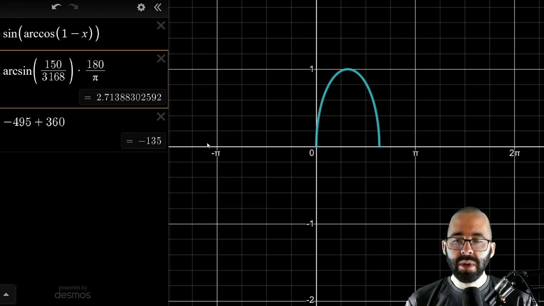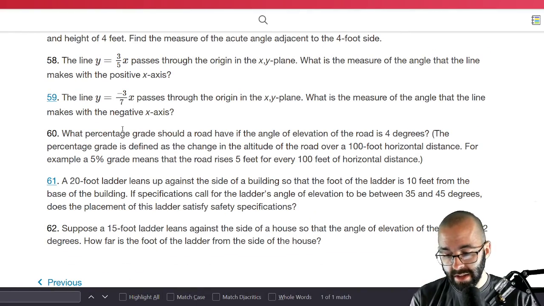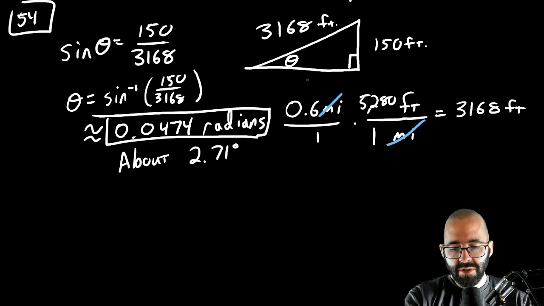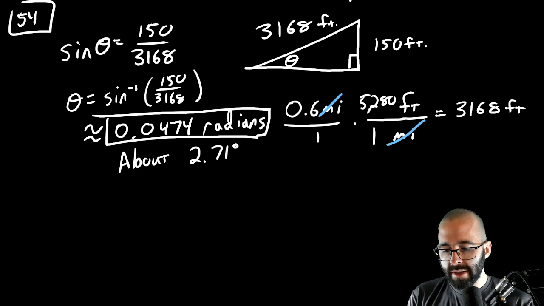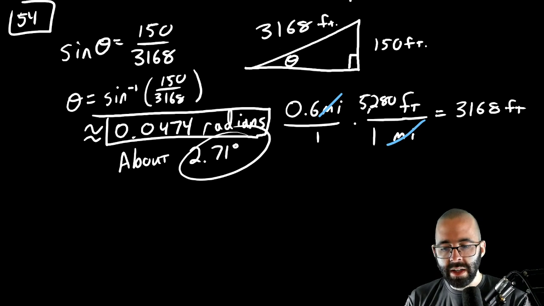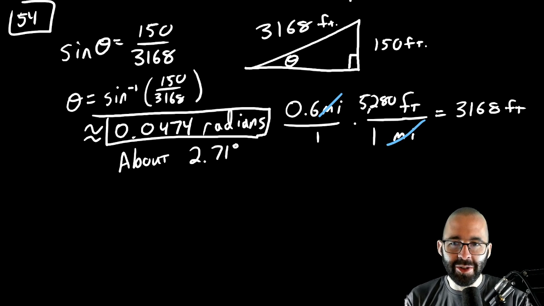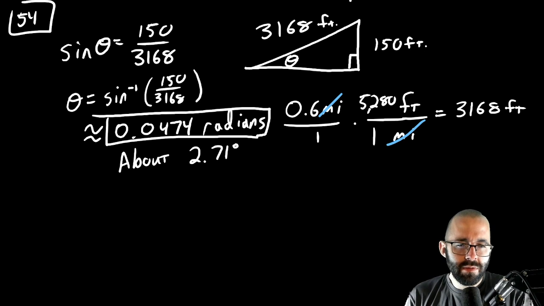And then if anyone is actually really curious about that, because I think it's interesting, it mentions it in letter 60. A 5% grade means that the road rises 5 feet for every 100 feet of horizontal distance. So if we actually did find horizontal distance here, we could find the grade. There's also a faster way of converting degrees to grade as well, but I don't want to go too off topic, okay? But the road is going up at about 2.7 degrees.